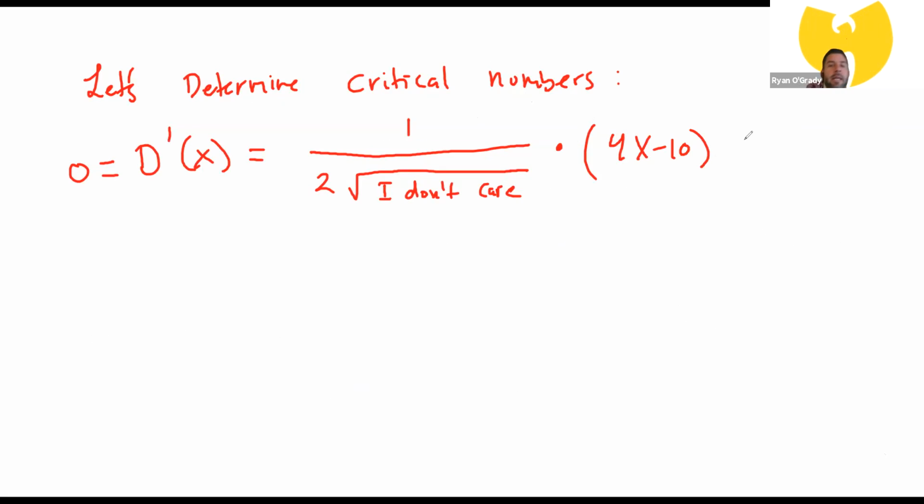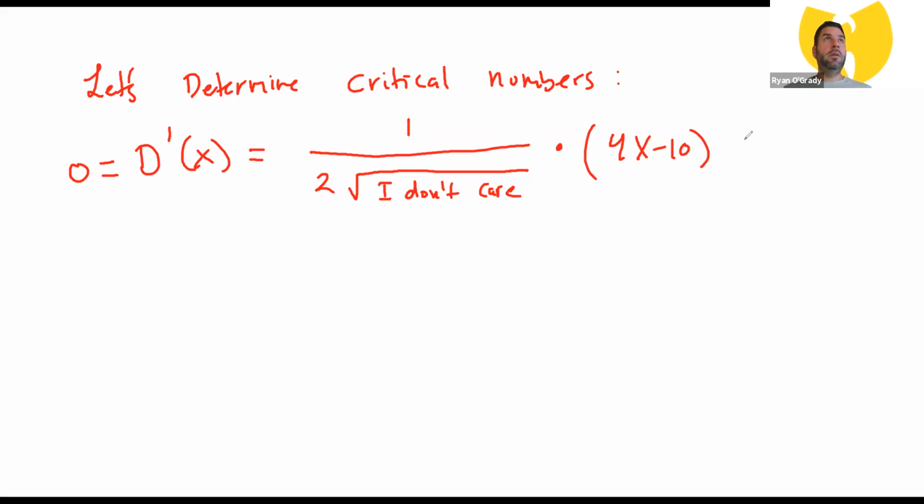Now, why am I saying I don't care? I know what it is. It's 2x squared minus 10x plus 125. But that doesn't help me because it's in the denominator. The only thing that can tell me is that I have some asymptote in my derivative. It has nothing to do with finding maxes or mins. Do we understand that?